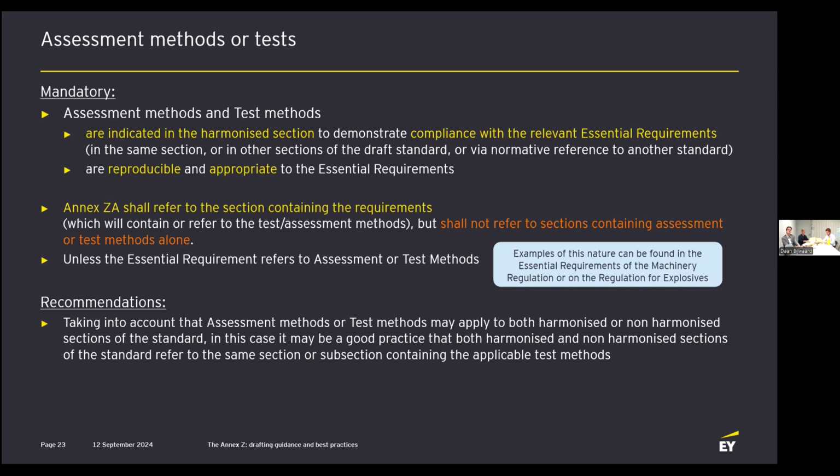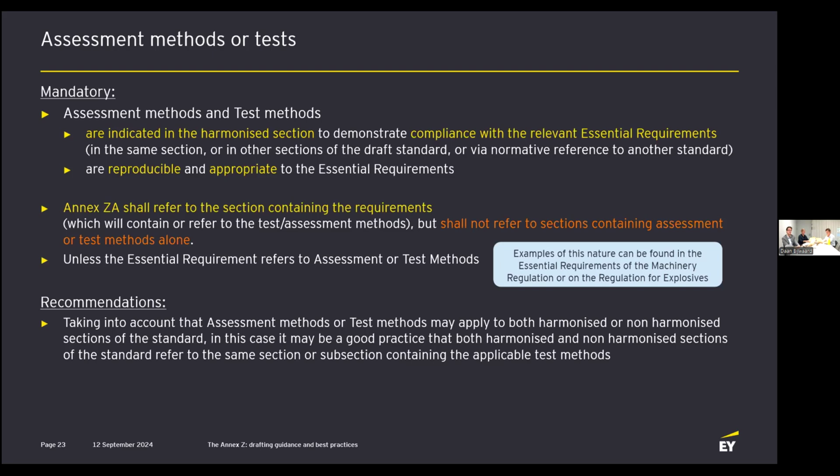But if we have a paragraph that is only a test method, in general, this is not acceptable. The only way that we could refer to a paragraph, section or subsection that only contains a test method or an assessment method is, and this is the exception, if the essential requirement itself refers to test methods or assessment methods. Okay, and we will see an example of this.